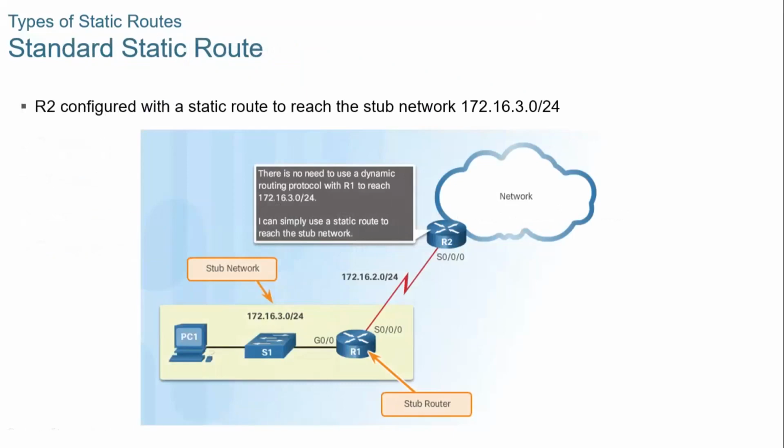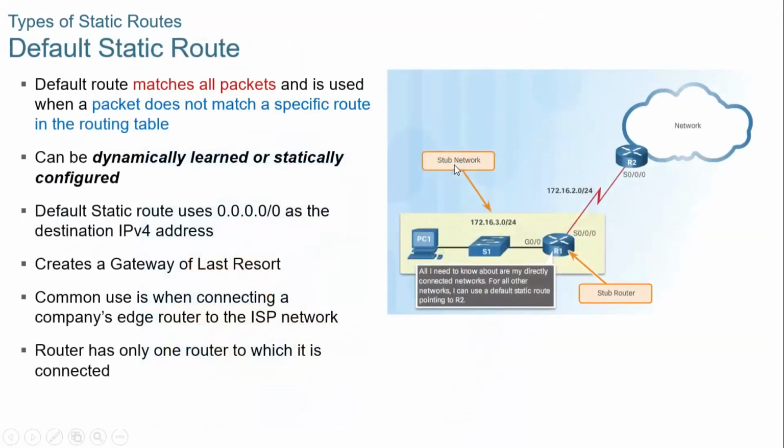So with a standard static route, you configure how to go out of the network. In this case, it's going out to the bigger network over here. Okay. Then you have the default static route. A default static route matches all packets, and it is used when a packet does not match a specific route in the routing table. Again, in this case, when we have a stub router and a stub network, the default route here is the best choice.